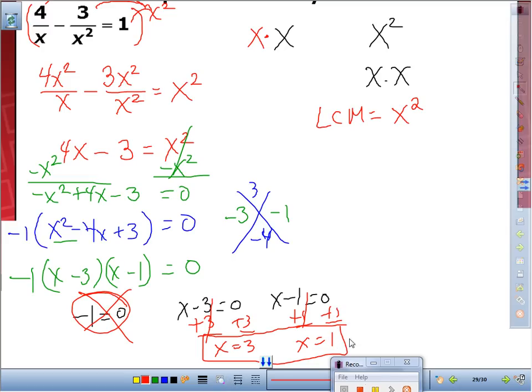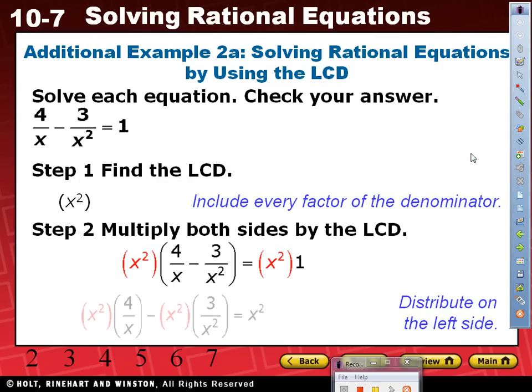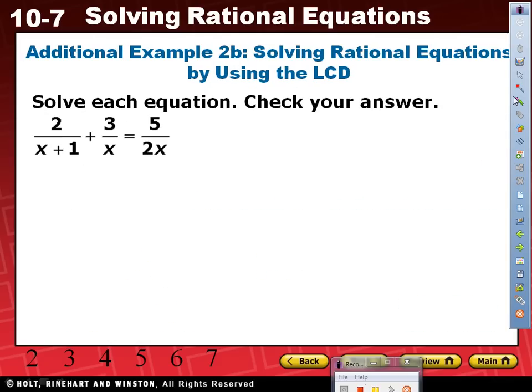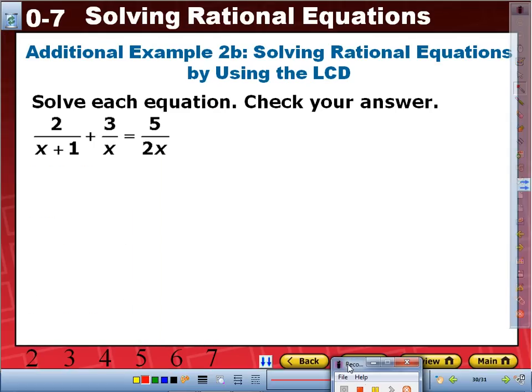Okay? Copy this next example down, please. 2B. Here we go. This will be your ticket up. 2 over x plus 1, 3 over x, and 5 over 2x. This is the last one. I'm going to go a little bit fast, so if you want to just pay attention for this. Here it goes. And then I'll have you copy.